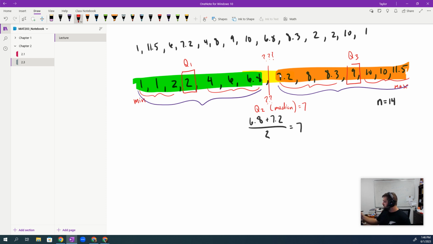9 is the third quartile, and then the max is 11.5. Okay, so we're separating the data into 4 pieces. Now, with that, we can use this to make decisions about whether or not some data is extreme.